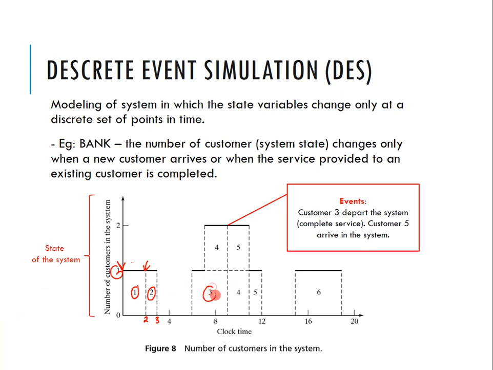Okay, this is customer 3, customer 4, and so on. Alright, so what happened at this point here? As you can see, the number of customers in the system remains the same, but at this point you have customer 1 and customer 2, right? Even though customer 2 already arrived in the system, the number of customers in the system remains 1.